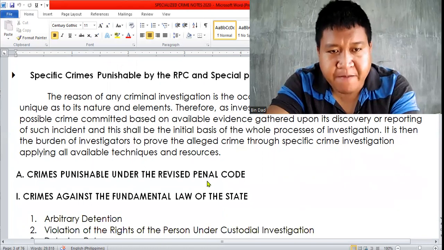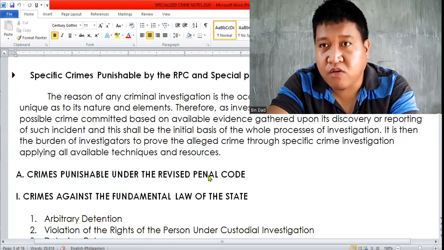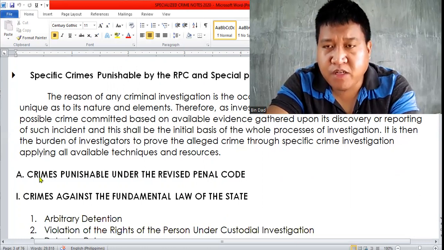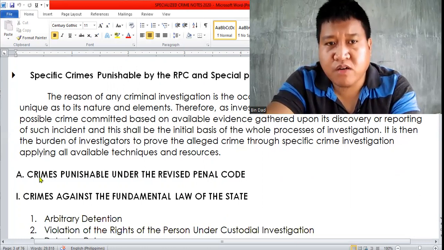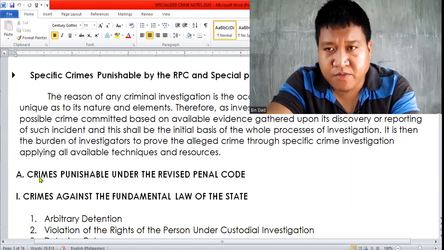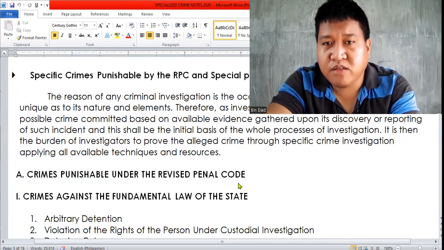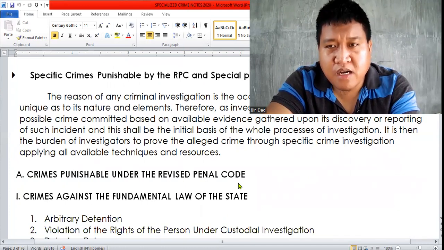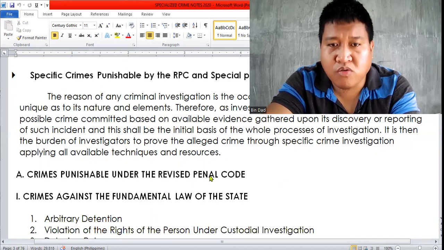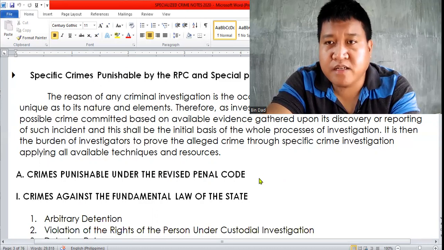So to remind you again, the crimes punishable under the Revised Penal Code are sometimes called felony or felonies. So the crimes punishable by the Revised Penal Code, no, are classified accordingly. So first classification of crime under the Revised Penal Code, what is the law that created the Revised Penal Code? It is Act Number 3815 as amended.